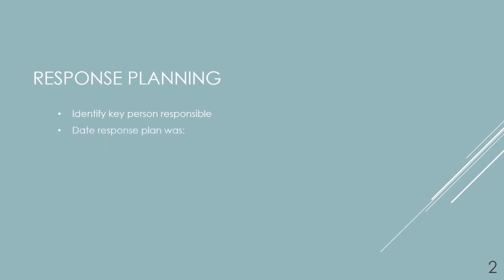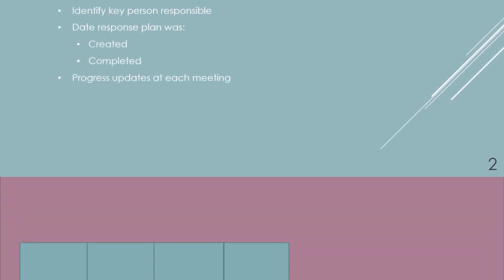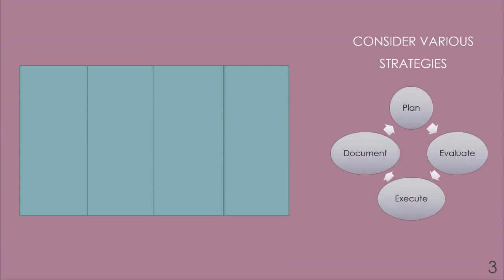We want to record the dates, including the date the plan is first formulated, as well as the date that it is completed. At every project management meeting, whether there is progress or not, the plans should be reviewed and updated. To create the plan, we should first consider our options.